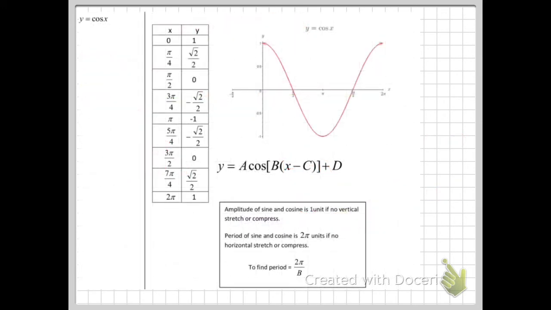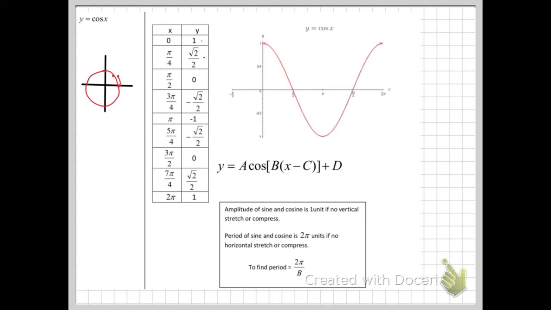Okay, so moving on to graphing cosine. As you go around the unit circle, you start at 0. The cosine value there is the x value, right? So that's why the y value is 1. As you go around, for example, you get to pi over 4.